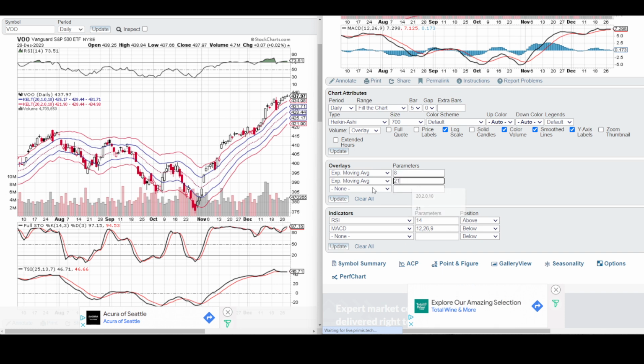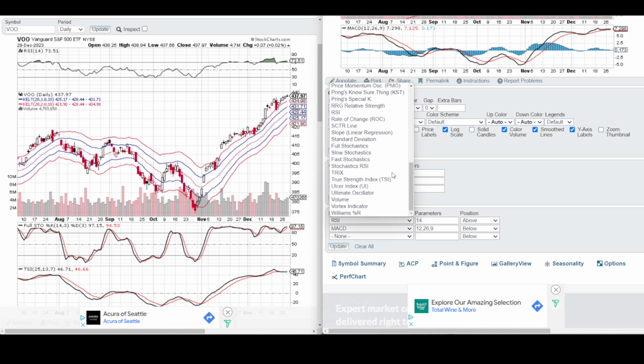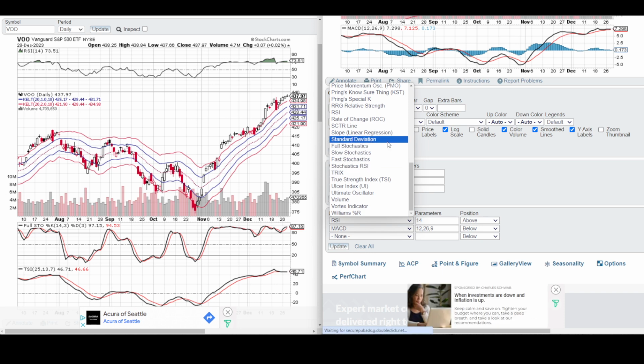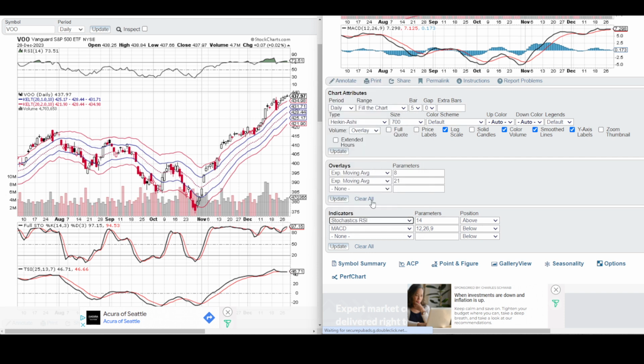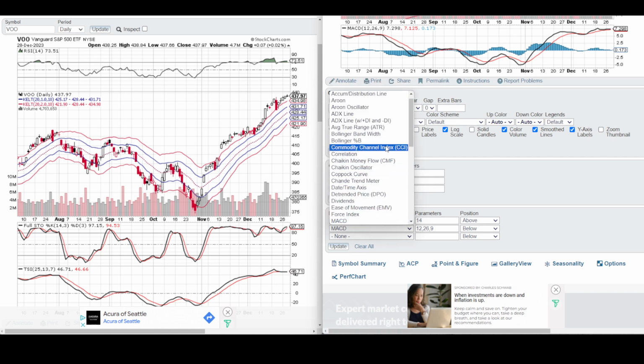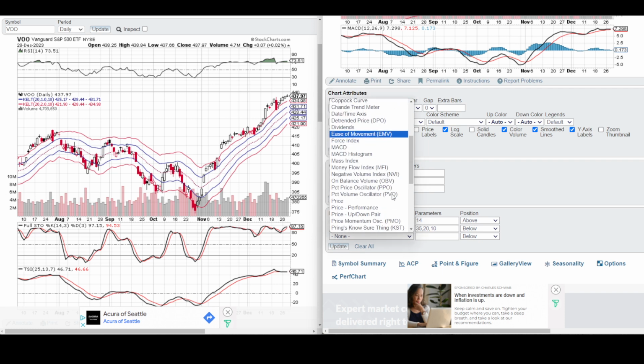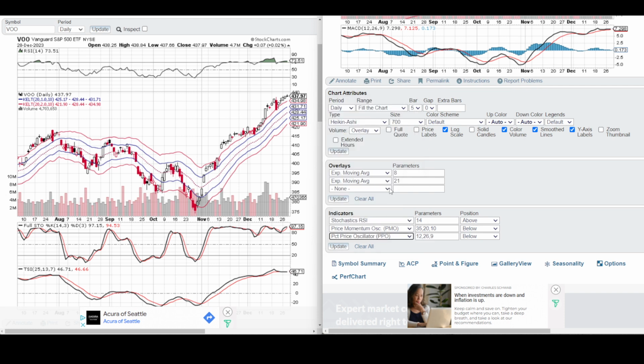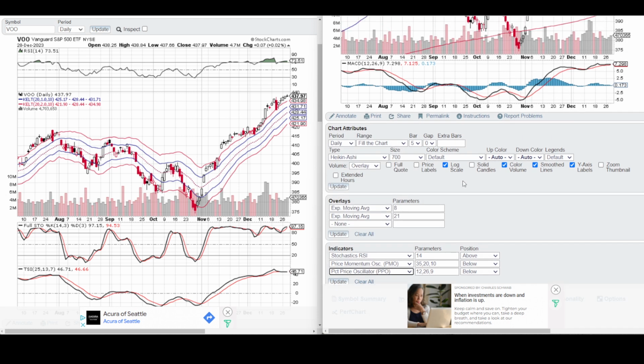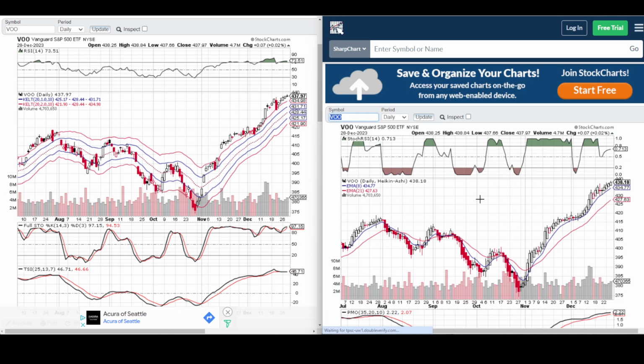and 21. Again, this is not investing advice or anything. I'm just showing you how I use this program. Let's see here. I want to use the stochastic RSI, and then I want to use the PMO. These are just indicators I've learned over the years. I kind of like to watch and track. Okay, that's everything. Let's update that and see what we have.